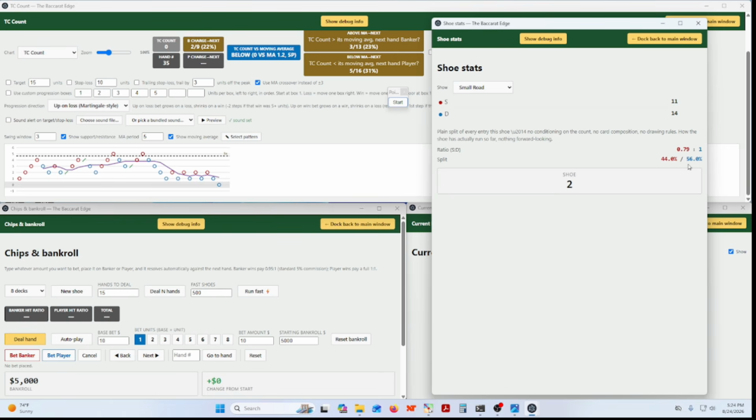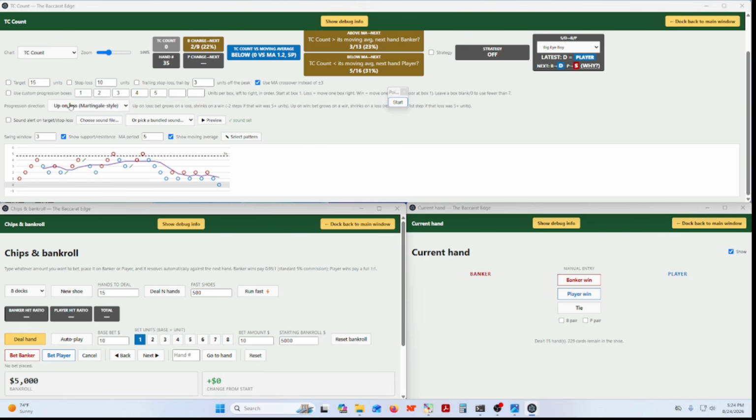If you go to small road, D has came 56% of the time, and the same has only came 44% of the time. D has won 14 hands. S has won 11 hands. That right there is telling you, and that's a small road. So let's go to the small road chart for a second. Let's look at the small road.